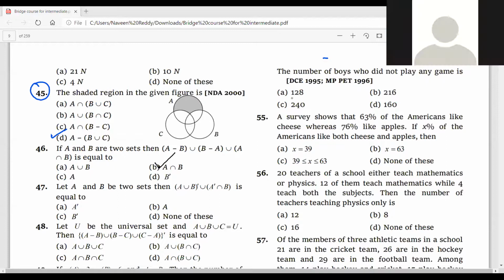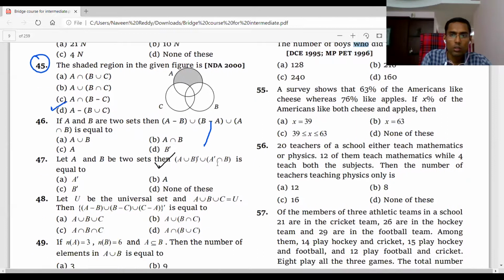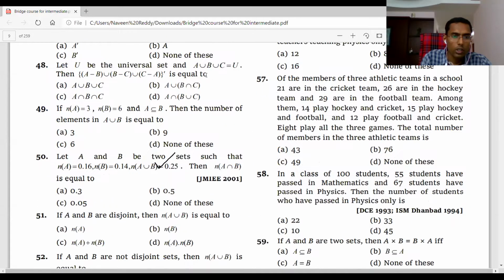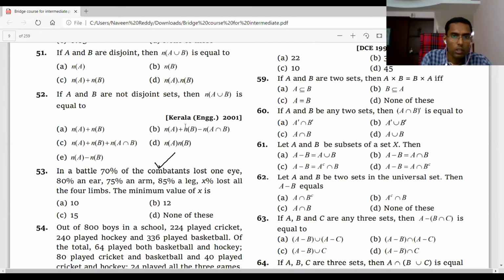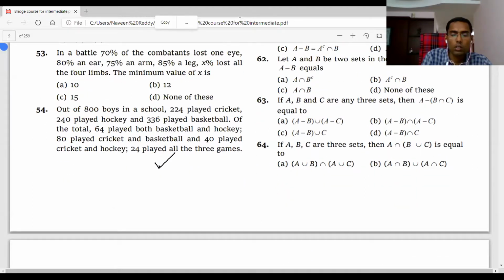Sir, explain the 53rd question, sir. Okay, right. Yeah, sure. Now we will discuss the 53rd. Now we are writing the 53rd. What is that 53rd? We will see.